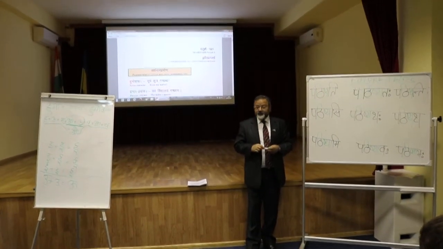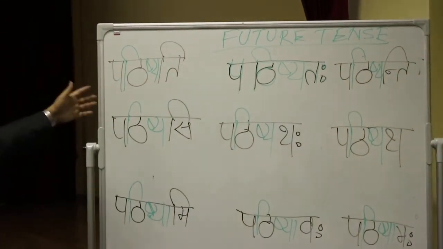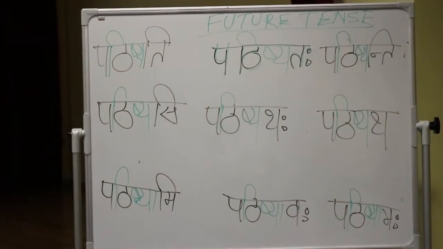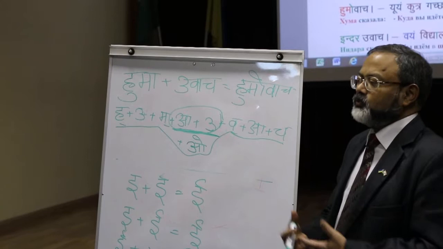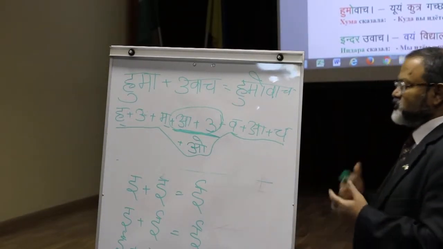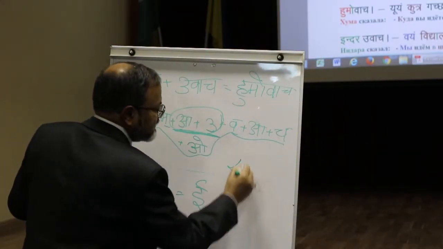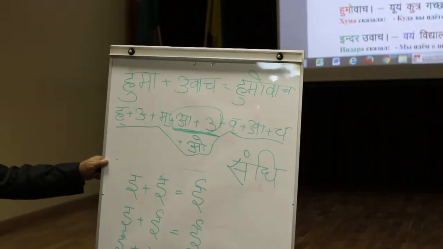Now, we have done two things till now. We have learned the future tense. Those who have come late, we have learned the future tense, and it is very easy if you know the present tense. So the future tense becomes patishyati, patishyata, patishyanti instead of patati, patata, patanti. And the second thing we have learned is the very simple form of combining two vowels, which is called sandhi in Sanskrit. And now you can write this. This is sandhi. This is how it is written.